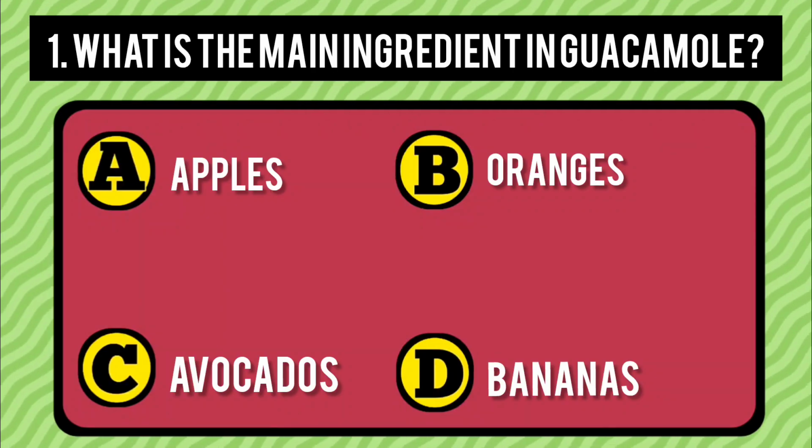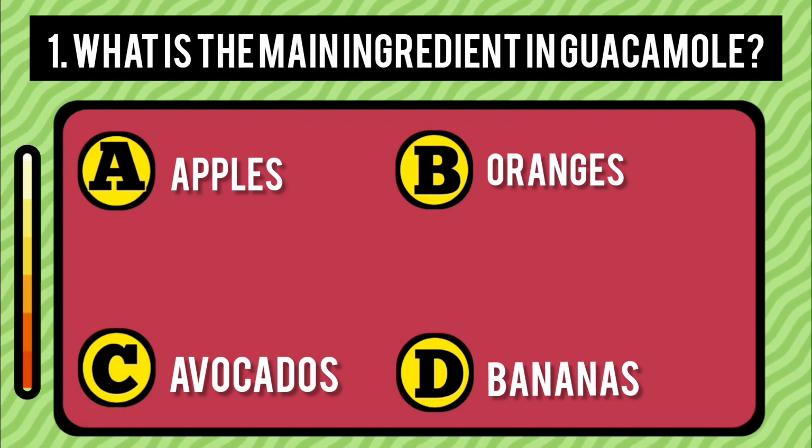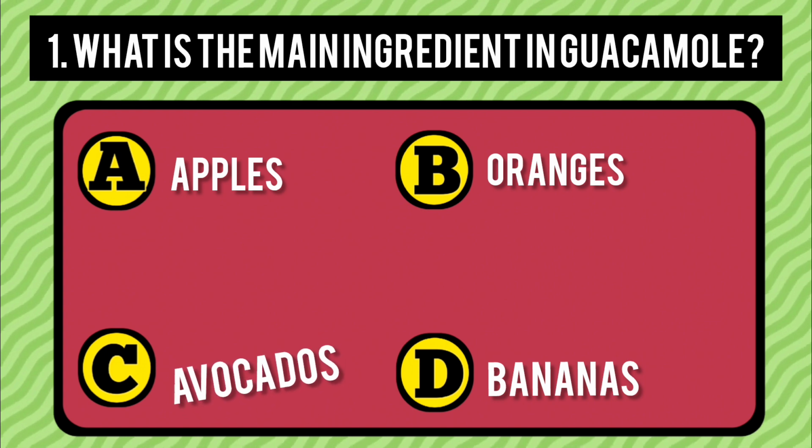What is the main ingredient in guacamole? A. Apples. B. Oranges. C. Avocados. D. Bananas. The right answer, avocados.